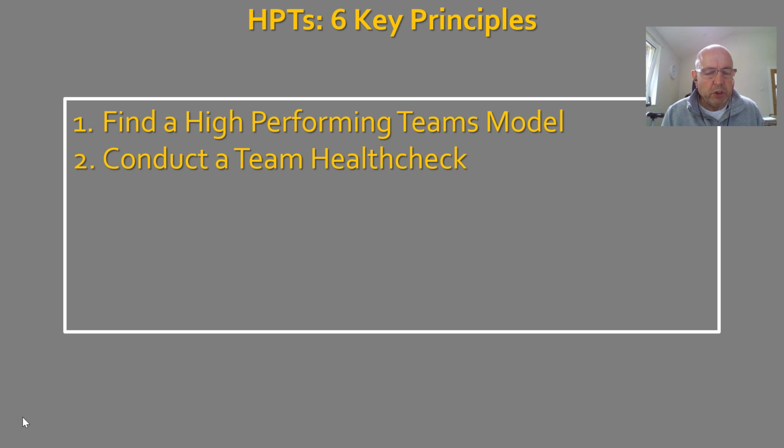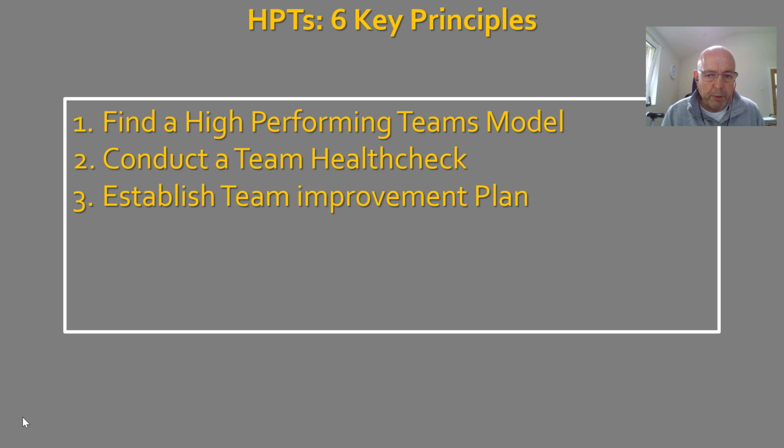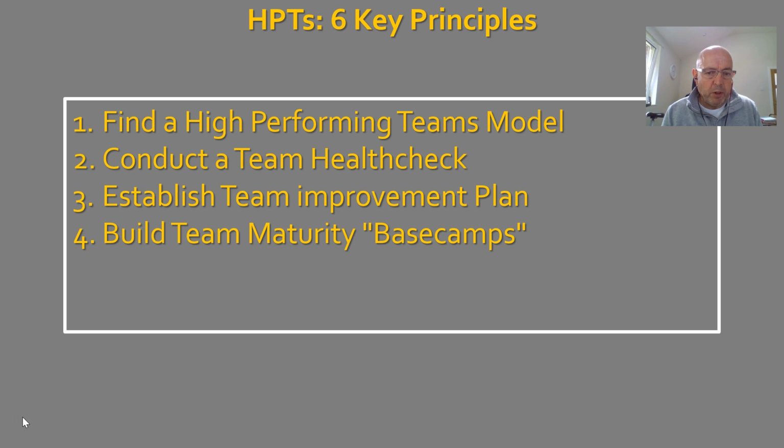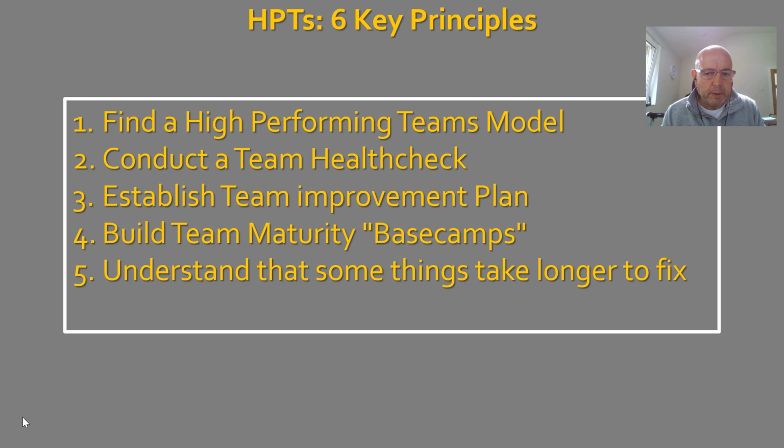So you start off using the model to let you do a health check on the different aspects of your team's process. You'll then have to come up with an improvement plan. You want to have a bit of thought about how to do this, in what stages, and who's going to do what. You then need to build what I call team maturity Basecamps. It's a good principle of change management that you unfreeze and make a change, then you freeze it. Otherwise, you just exhaust people through continuous change.